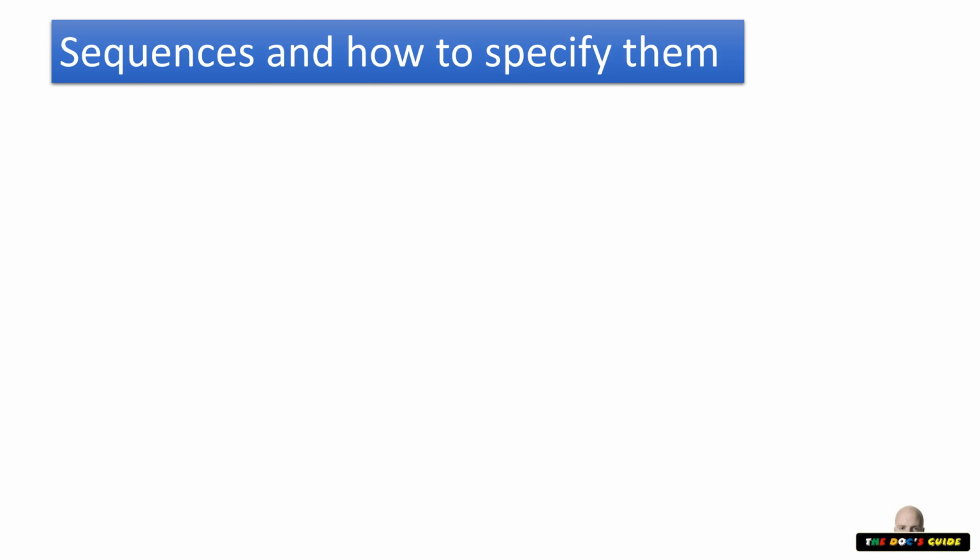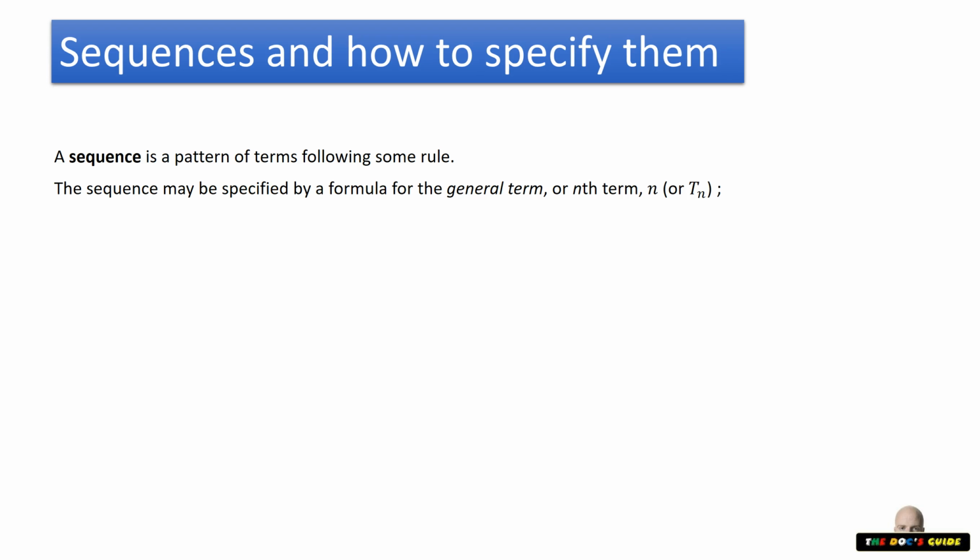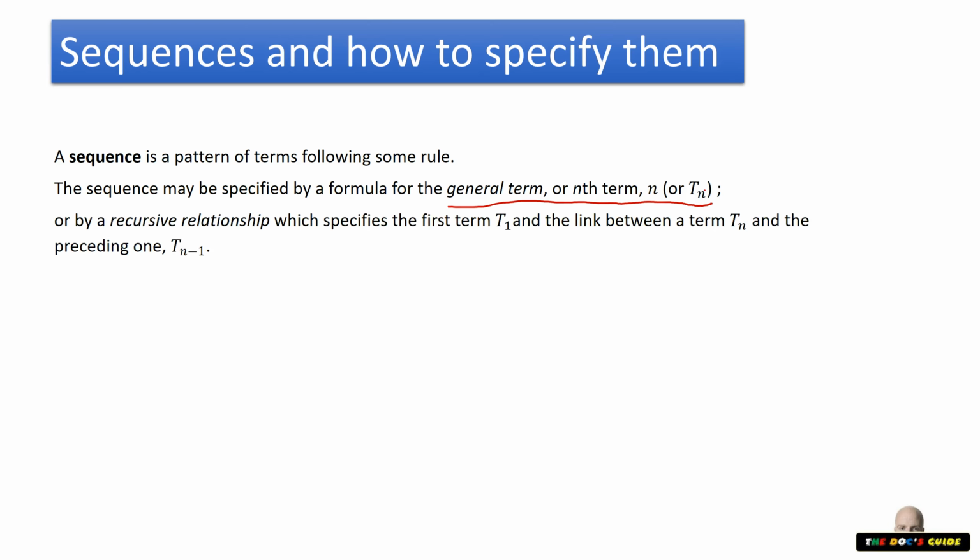Hello mathematicians, we're now going to have a look at sequences and how we specify them. A sequence is simply a pattern of terms which follow some rule. And the sequence can be specified in a couple of ways. So one way is to indicate the general term of the sequence. Another way is to give a recursive relationship, one which links a term to the previous one. So we specify the first term and we link a term to the one that came before it.